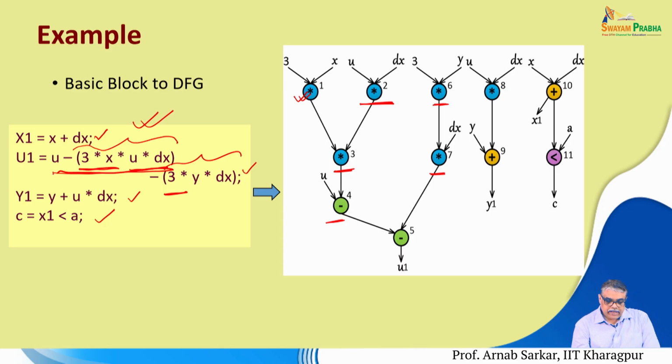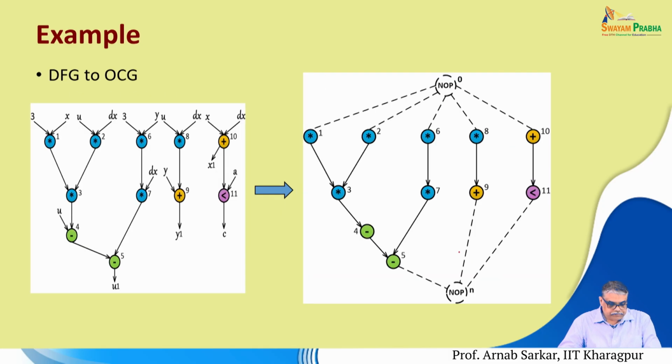Likewise, you see that this graph here correctly represents all the operations, including the correct dependencies in the basic block that we have here. So, therefore, for the basic block on the left, the graph on the right is the data flow graph representing this basic block.